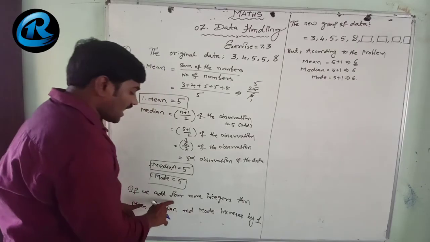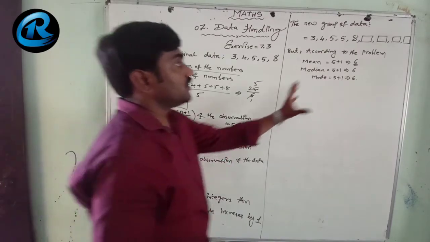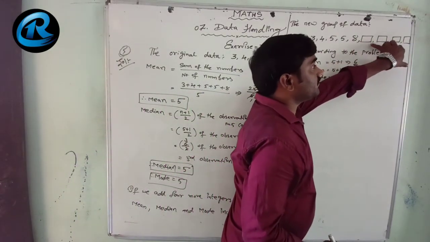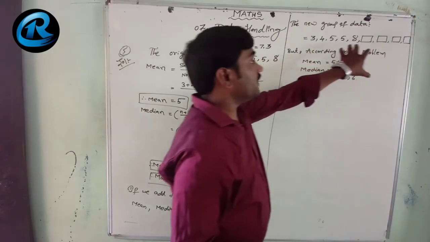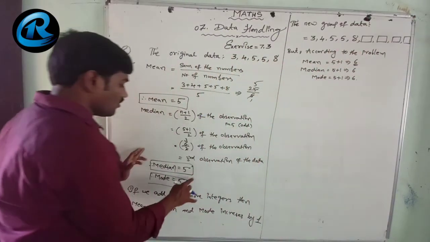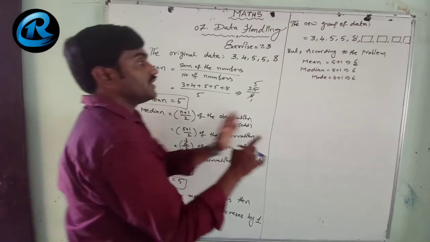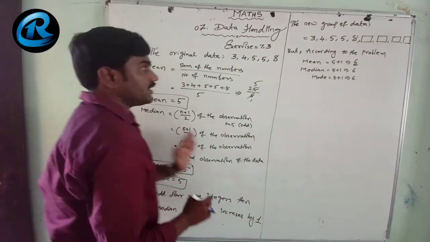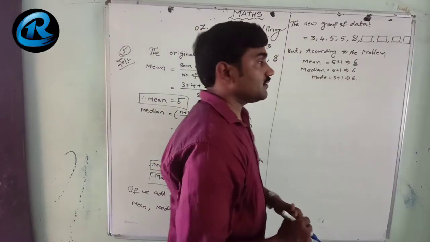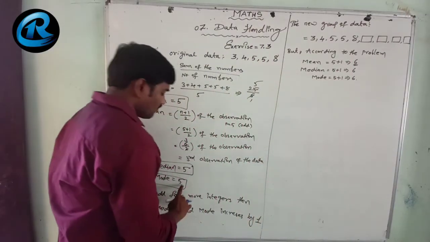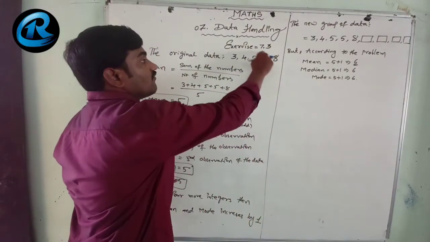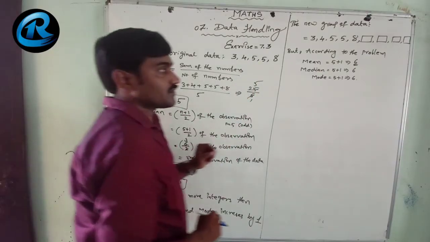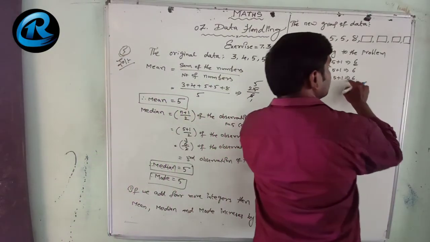Because we are adding 4 more integers, 1, 2, 3, 4, the mean, median, and mode increased by 1 each. It is now 5, 5, 5, and it becomes 6, 6, 6. So clearly the mode is 5 here, because 5 is repeating 2 times. Now the mode is 6.